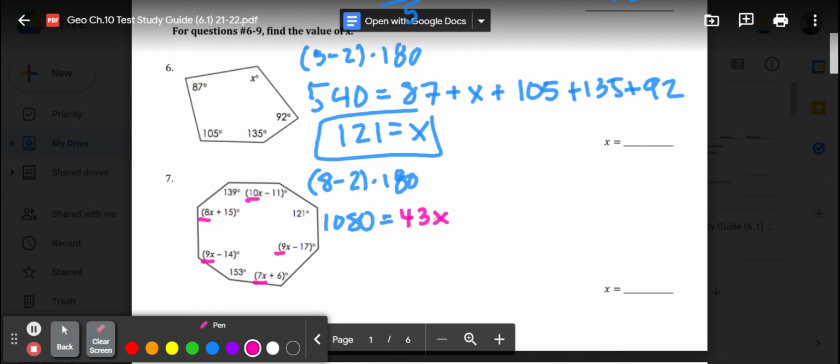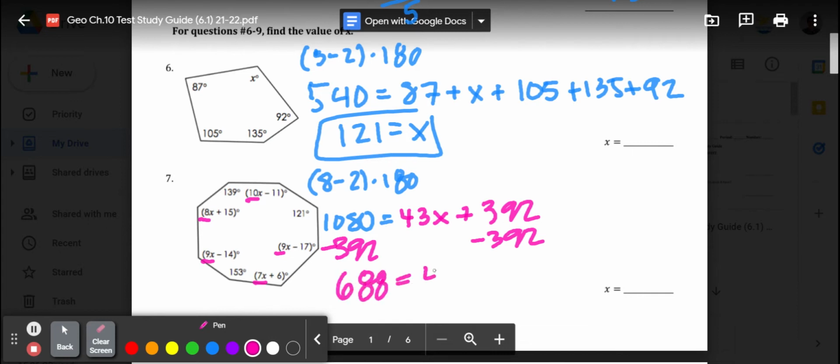And then I'm going to get 139 plus 15 minus 14 plus 153 plus 6 minus 17 plus 121 minus 11. So plus 392. So we're just going to subtract 392. We get 688 equals 43x. Divide that by 43. And we get x equals 16.